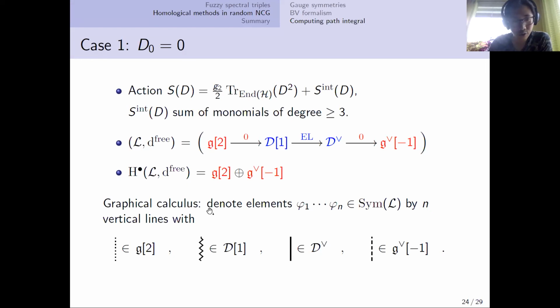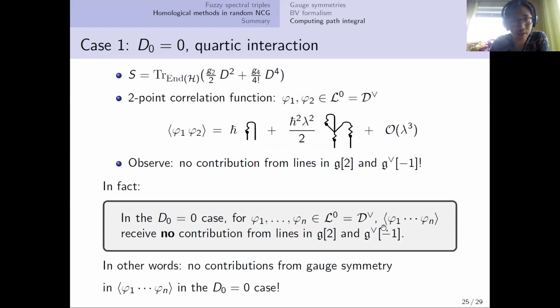Right, so let us introduce some graphical calculus. We will denote the antifield for ghosts by dots, the antifields for the fields by wiggly lines, straight lines for the fields themselves, and dashes for the ghosts. If we take a particular example of an interaction, a quartic interaction, then we can compute the two-point correlation function to be something like this.